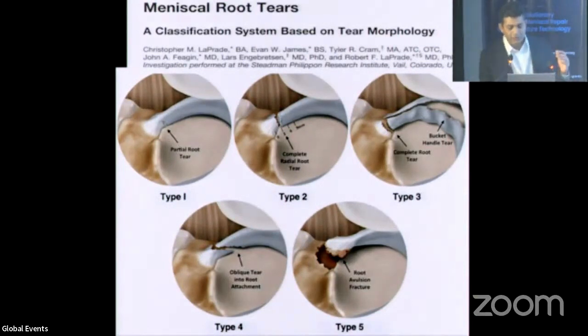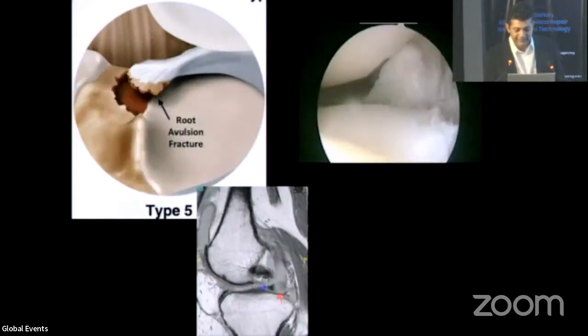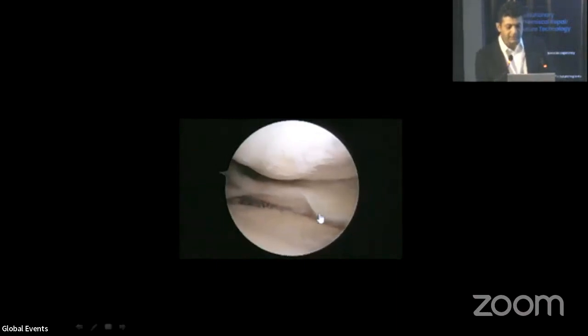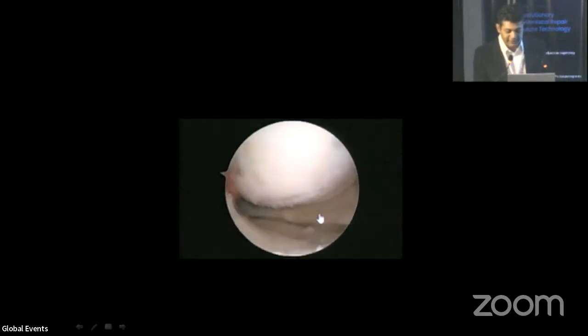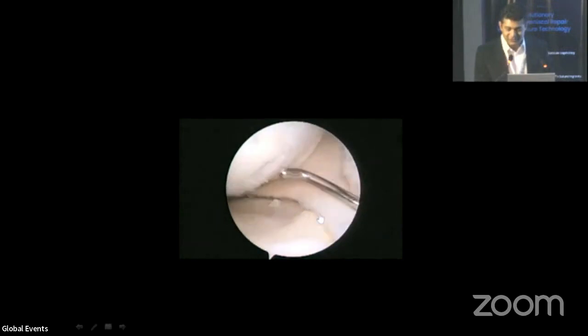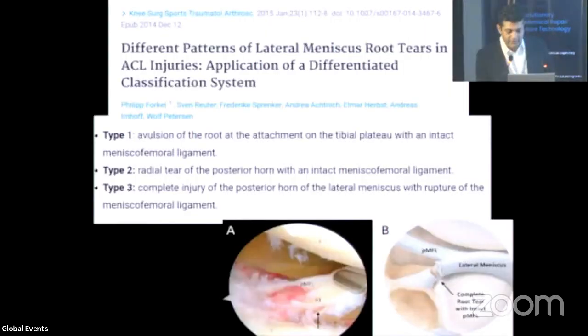Meniscal root tears, I'm not going to elaborate on this because Dr. Vivek Pandey is going to speak on this. Most commonly we routinely encounter type 2 tears and type 5 tears, which are root avulsions. Ideal patients for root repair would be less than 65 years, active individuals with low grade or no osteoarthritis, and willingness to non-weight bear for 6 weeks. Definitely, patients with grade 3 or grade 4 osteoarthritis on a bicondylar level are not candidates for a root repair. Even though such patients do have root tears, I think an ideal option would be a high tibial osteotomy.